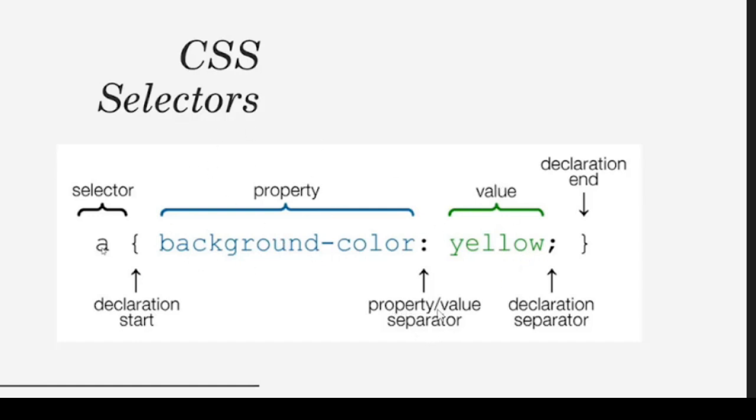Now we have something like the property slash value separator. So this is our property slash value separator. This separates property from value. Now we have the declaration separator. This one separates our value from the next declaration. So this is the basic structure of a CSS selector.